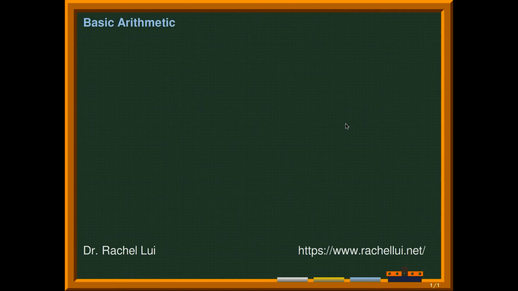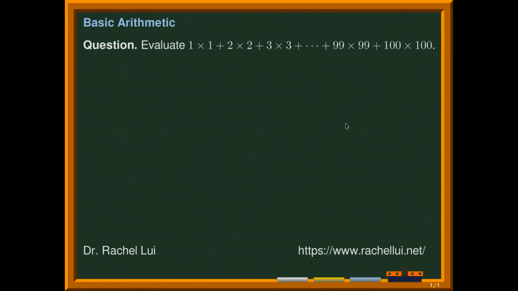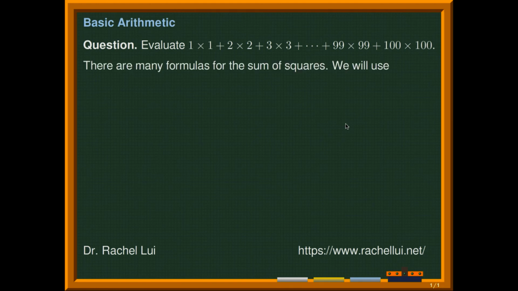In this example, we will talk about sum of squares. So we are asked to evaluate 1 times 1 plus 2 times 2 plus 3 times 3, and so on, until 99 times 99 plus 100 times 100. There are many formulas for the sum of squares. Today we will use n times n is equal to n minus 1 times n plus n. You will know the reason why we use this one very soon.